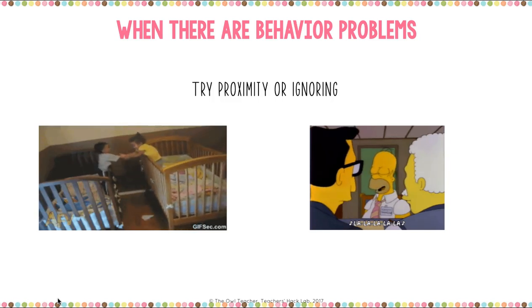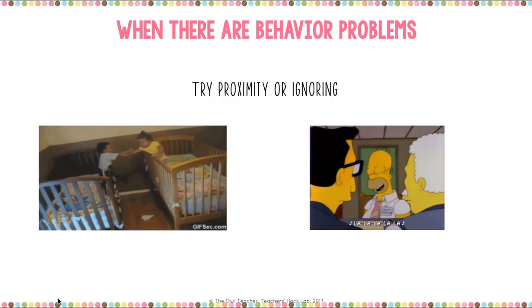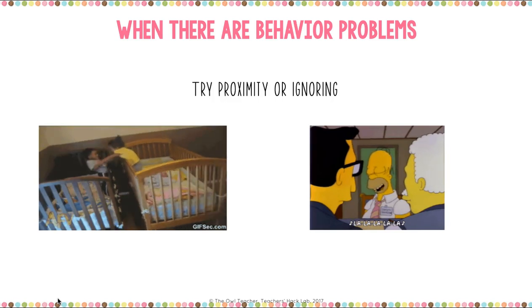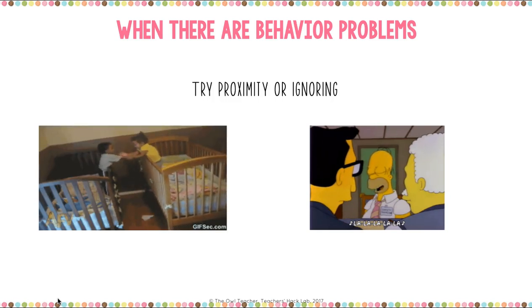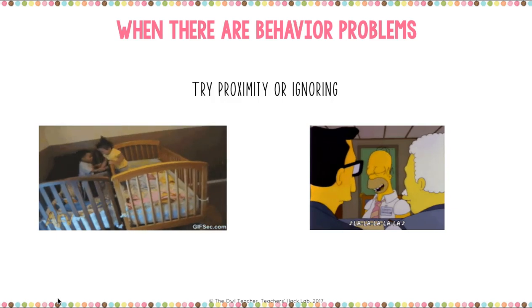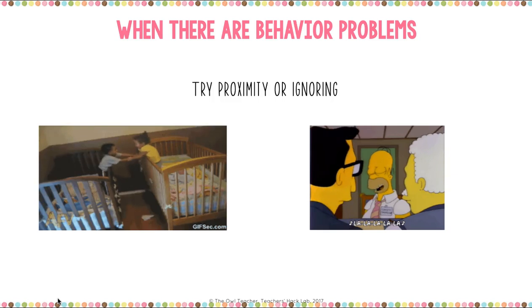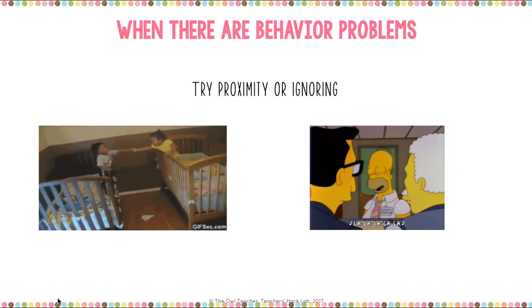If you have considered all of those factors and there are still behavior problems, then you need to try to consider proximity or ignoring the student. So move close to the student and see if that will help control the issues. Give them the snake eye. That's the one I do a lot frequently, is giving the student the eye, making sure they are aware that I am watching them very closely. Sometimes I will also just ignore the student, depending on what the issue is.